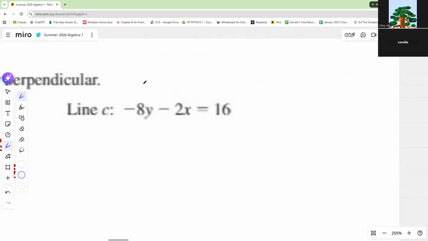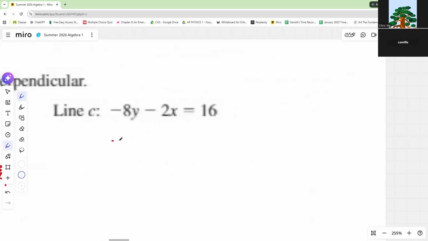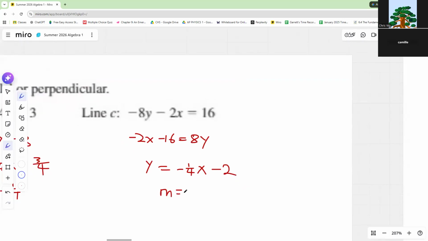Now for the last one, same thing, I'm going to solve it. So I'm going to do this. -2x minus 16 is equal to positive 8y. So y, if I divide both sides by 8, we'll get -1/4 x minus 2. And then therefore m is also -1/4 in this case.